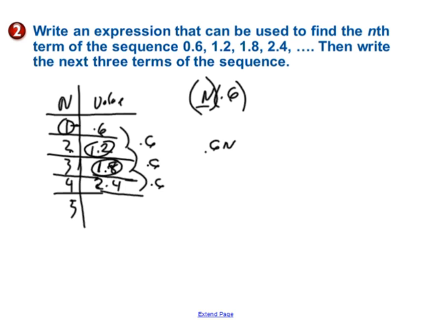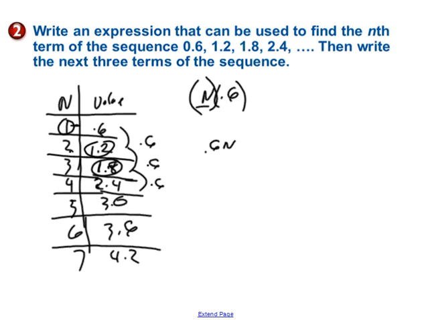And for the next three terms, so this is 1, 2, 3, 4, 5, 5 times 0.6 would be 3.0. 6 times 0.6 would be 3.6, and 7 times 0.6 would be 4.2. So the next three terms are 3.0, 3.6, and 4.2.